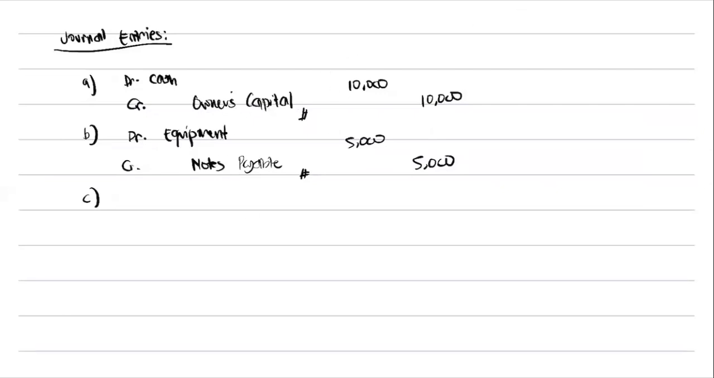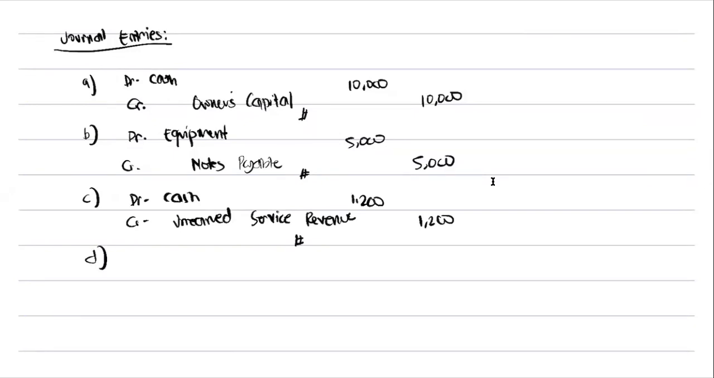Okay. So that's for our third entry, letter C. Okay. So for letter C, our entry is a debit to cash and a credit to unearned service revenue. So debit to cash, credit to unearned service revenue. So the amount is equal to 1,200.